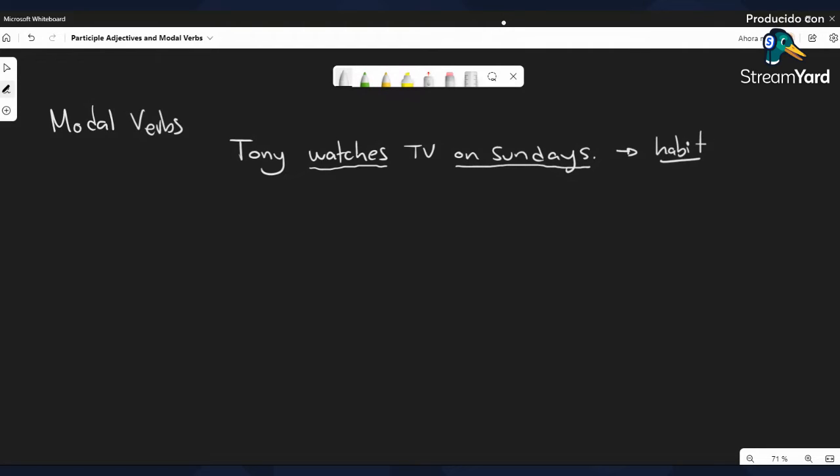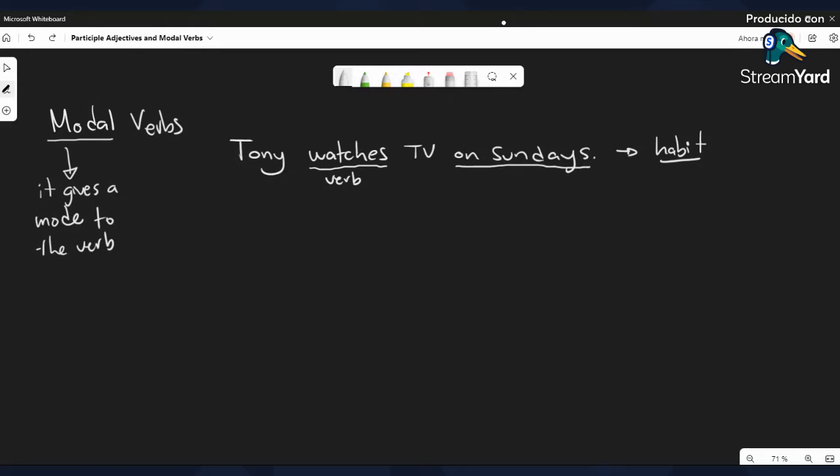But what happens with the modal verbs? What is a modal verb in the first place? As you can see here, it changes the mode. It gives a mode to the verb. That's basically what they do. For example, here, this is just a regular verb. Yes, that's an action. Tony watches.